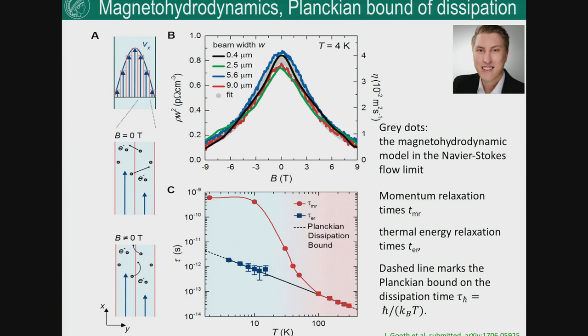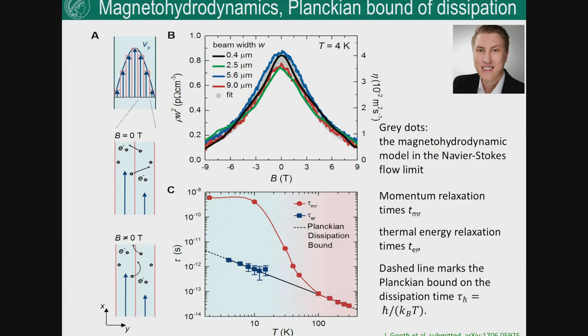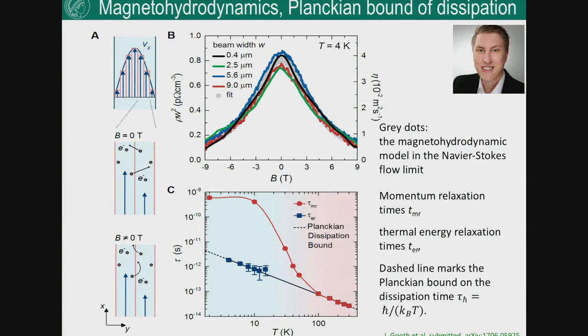Then Johannes is interested in astrophysics and also in thermal transport, so he really got all the relaxation times out of all this data we had, the momentum relaxation time and the thermal energy relaxation time. This line is the Planckian bound of dissipation. And amazingly, the momentum relaxation time lies at high temperatures on the Planckian bound of relaxation, and the thermal energy relaxation time at low temperature. And I can only tell you, Jan Zaanen scratched his head and said, this cannot be. Don't ask me why. Maybe some of the older theoreticians can ask this question.